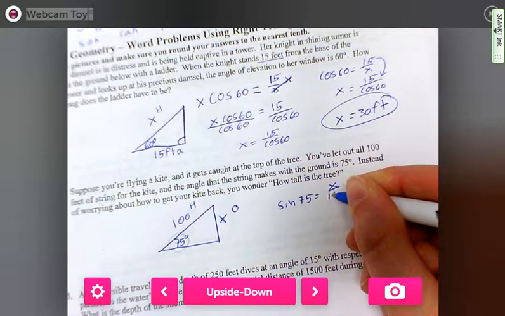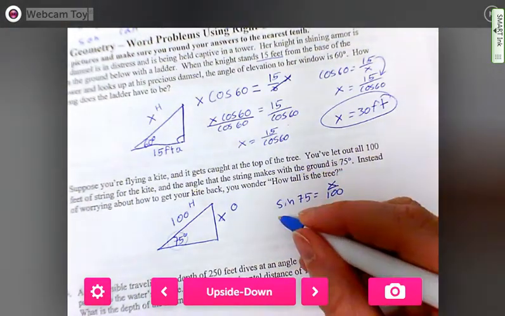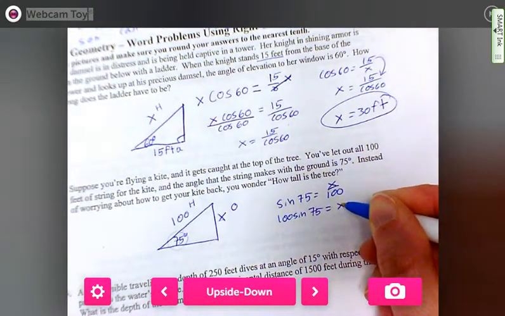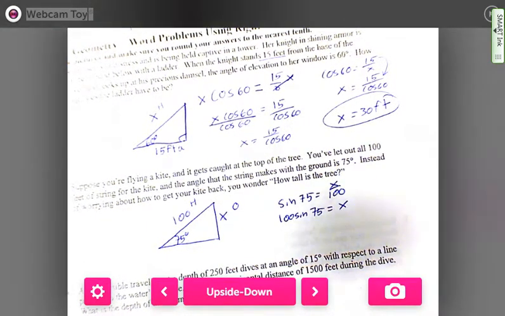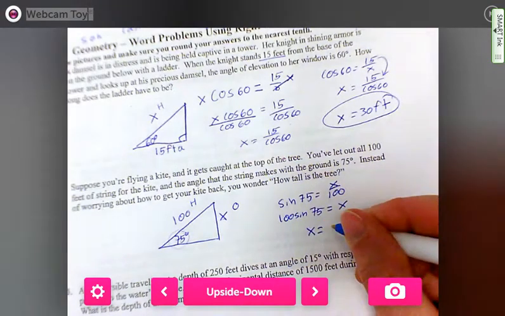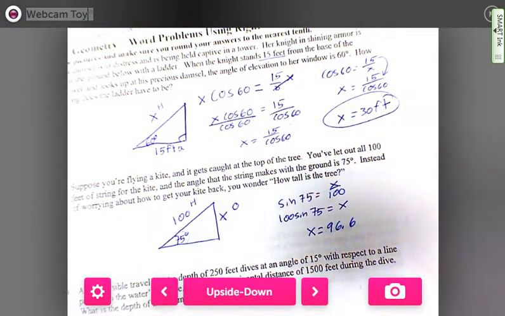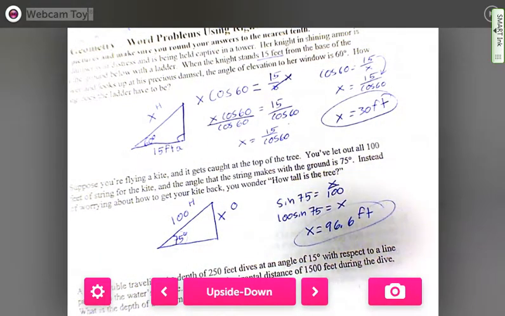Good. Now I'm going to just times that 100 on both sides. So I'm going to go 100 sine 75 equals x. I put that in my calculator. And I get x equals 96.6 feet. That's a pretty tall tree.